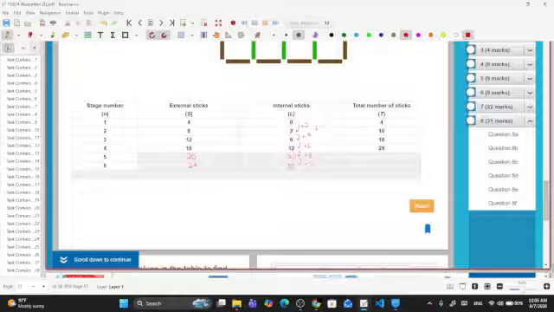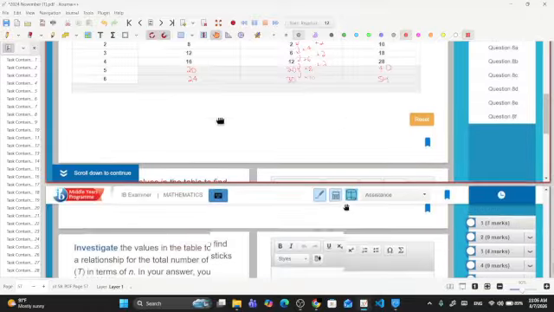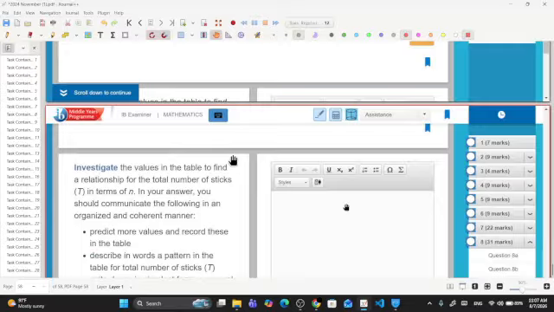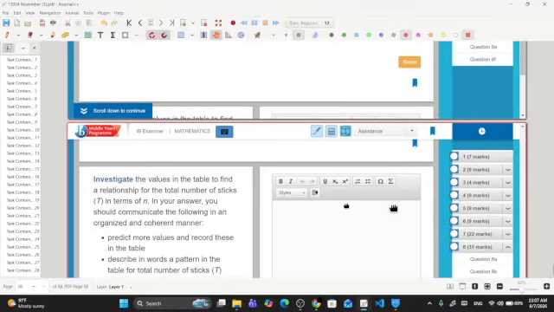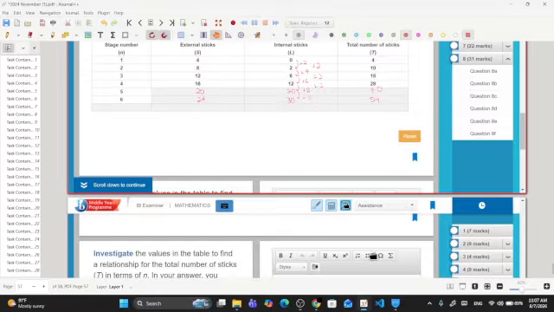And here the difference is positive 2. The second tier difference is positive 2 between all of them. So for the total number of sticks, we don't have to solve it using the difference. We can just add those values together. So here the total one is going to be 40, here it's going to be 54. Right? So here we are done with predicting more values and recording them in the table.